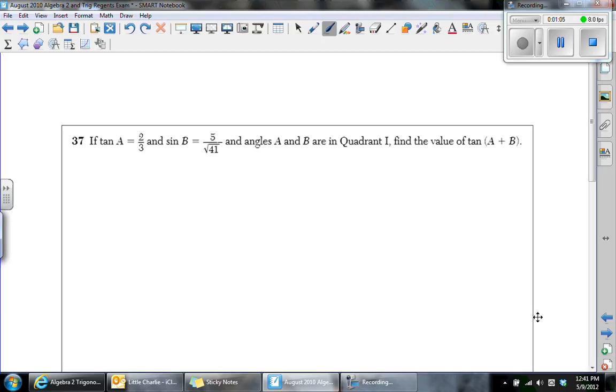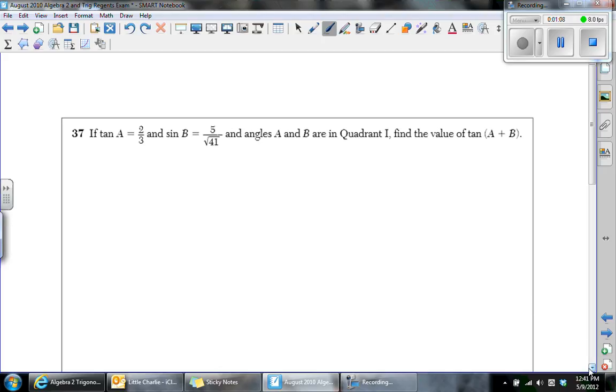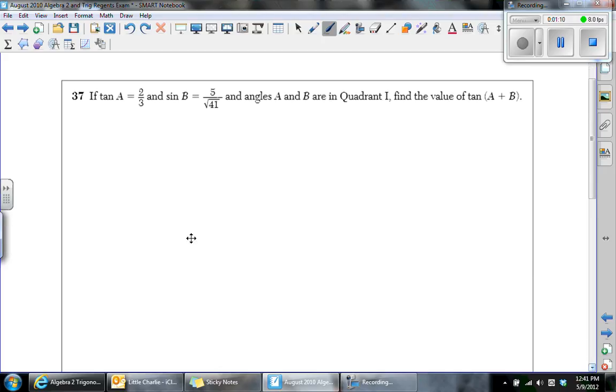Alright, tan of A is 2/3, sine of B is 5 over radical 41, and they're in the first quadrant. That means that if we're dealing with that second angle, we have a right triangle. We know that this is 5, this is radical 41. 41 minus 25 is 16, square root of that is 4. So we know that tan of B is 5/4.